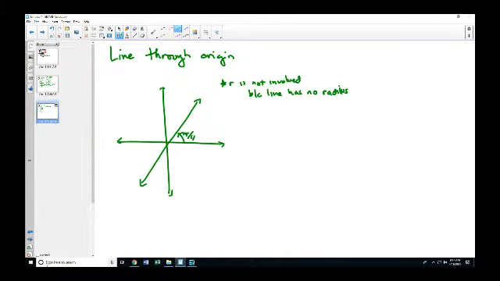Remember, polars are a radius and an angle, right? Do we have to worry about radius? No. Okay, so the angle is theta equals a constant. A line through the origin. Okay, so there's your equation for a line through the origin. It's just the angle.